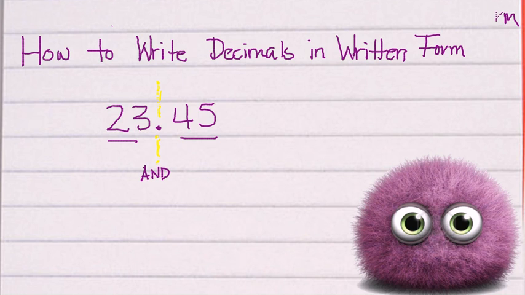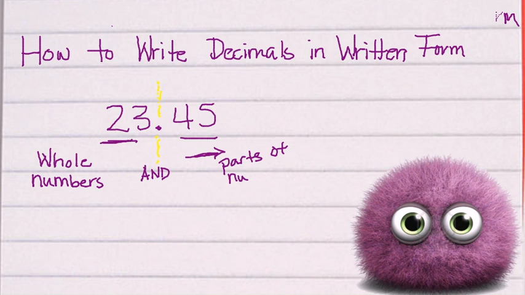So when we look at all the numbers on the left-hand side, these are our whole numbers. You're familiar with whole numbers because that's what you've learned from kindergarten. Everything to the right over here are parts of numbers. We usually refer to parts of numbers as fractions, but they can also mean a decimal, and that's what we're talking about today: fractions and decimals. So, let's get right to it.